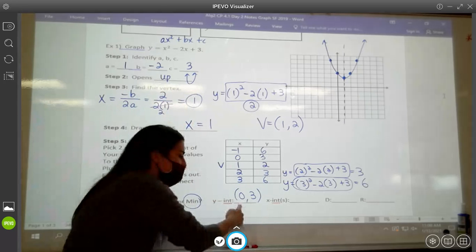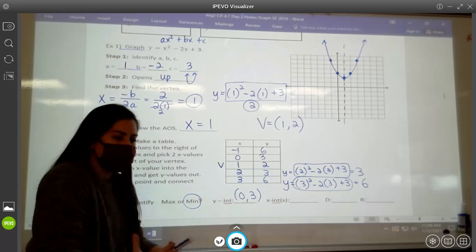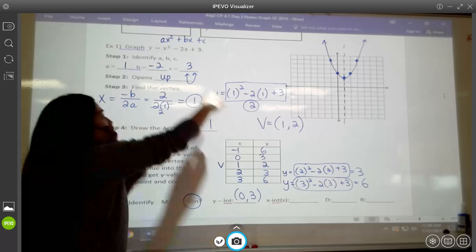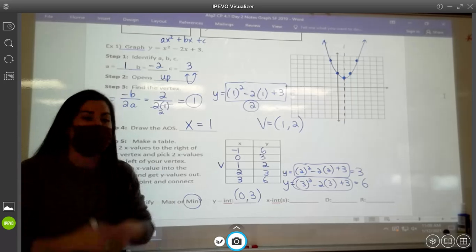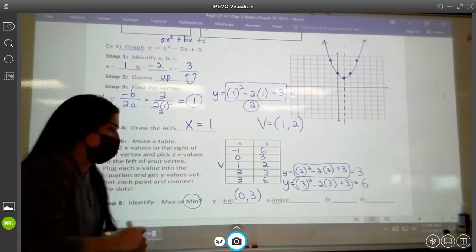If you're a y-intercept, that means your x-coordinate is 0. So all you have to do to find a y-intercept is let x be 0 and plug 0 into the equation and see what number comes out. I promise you, every time you plug 0 in, the number that comes out is the y-intercept.